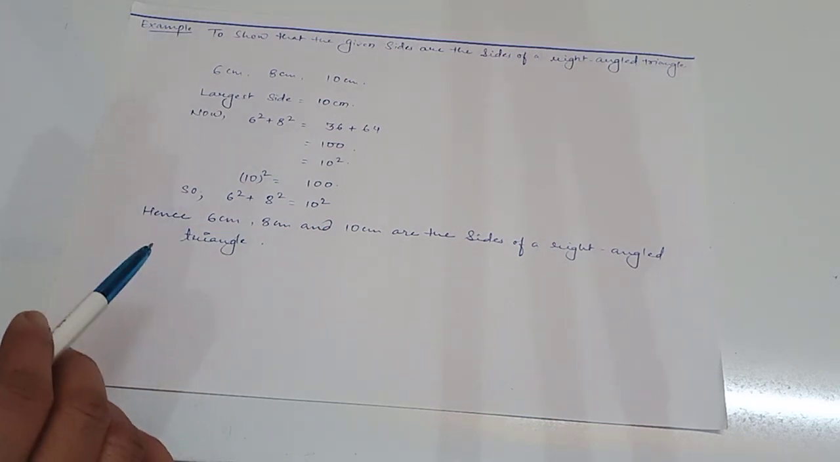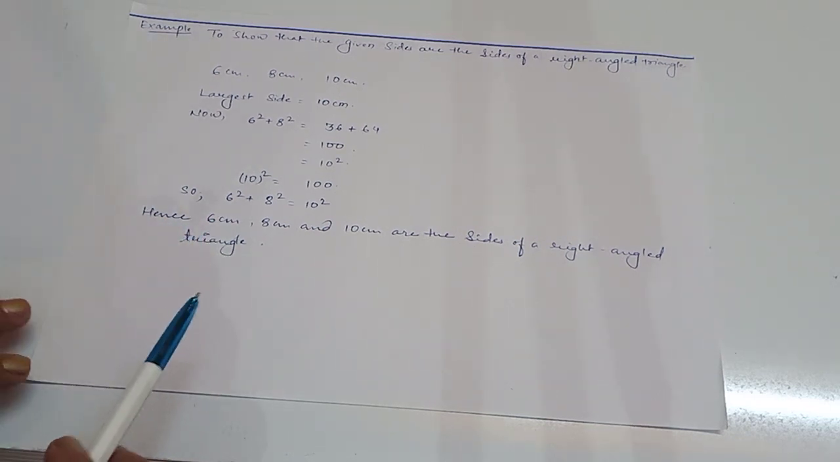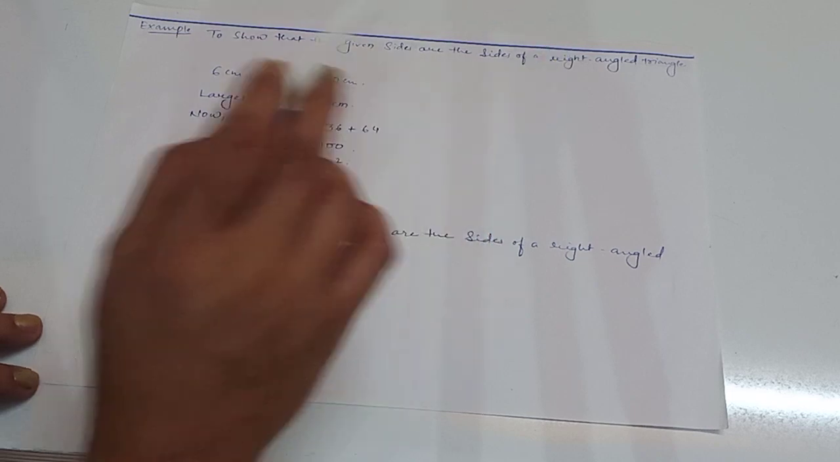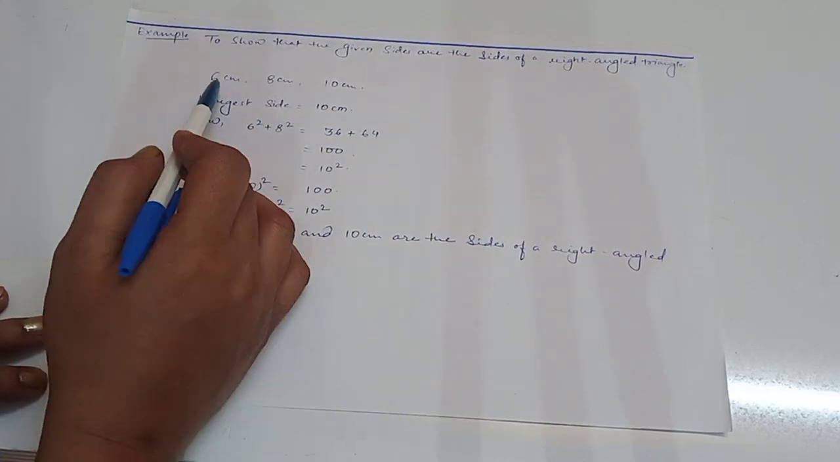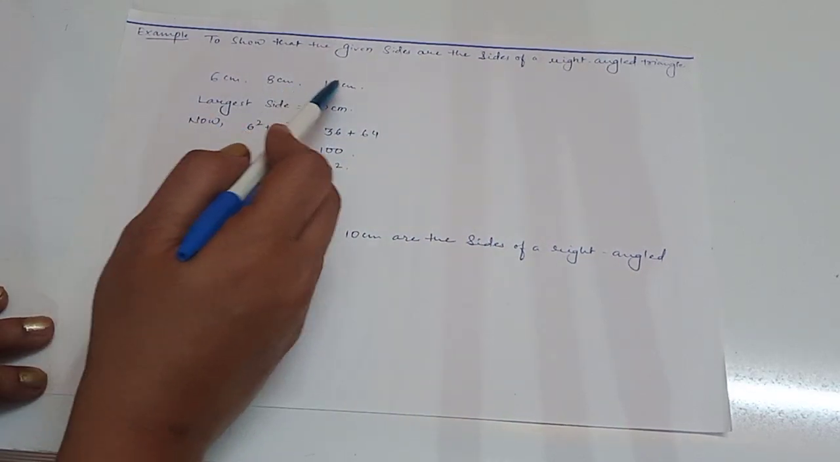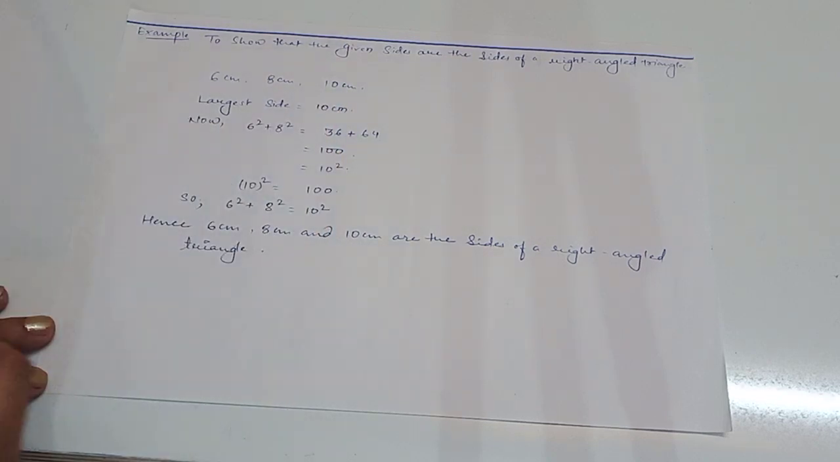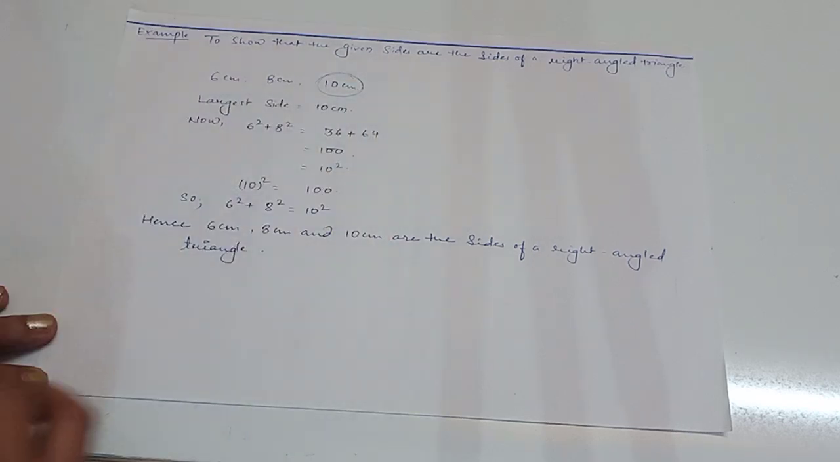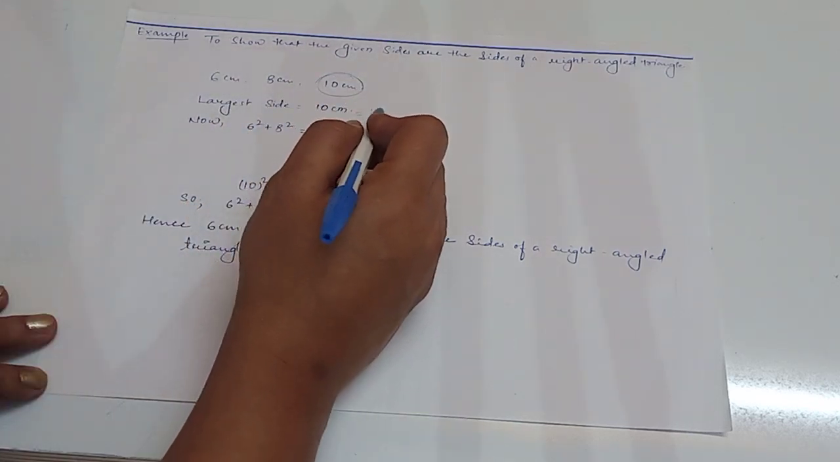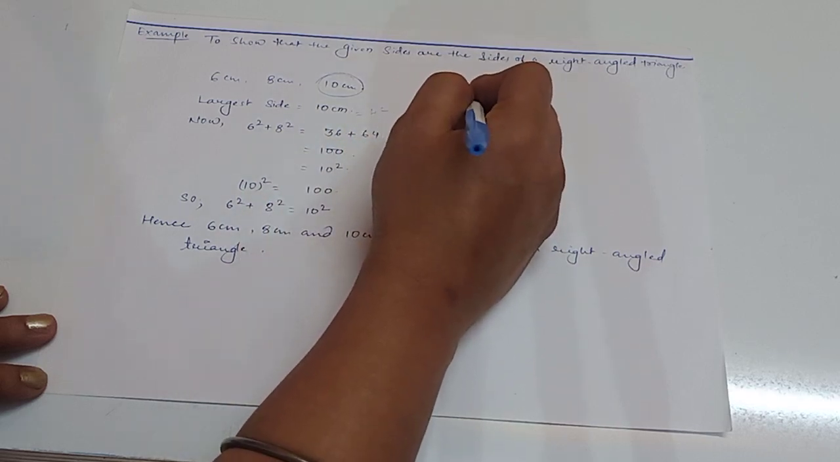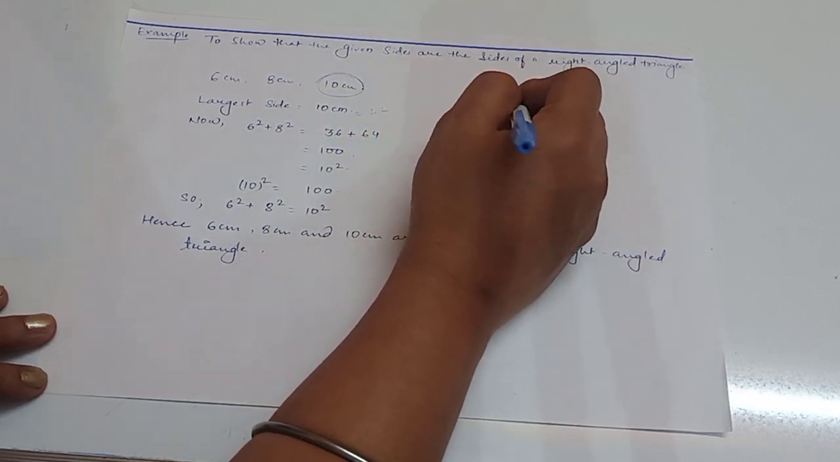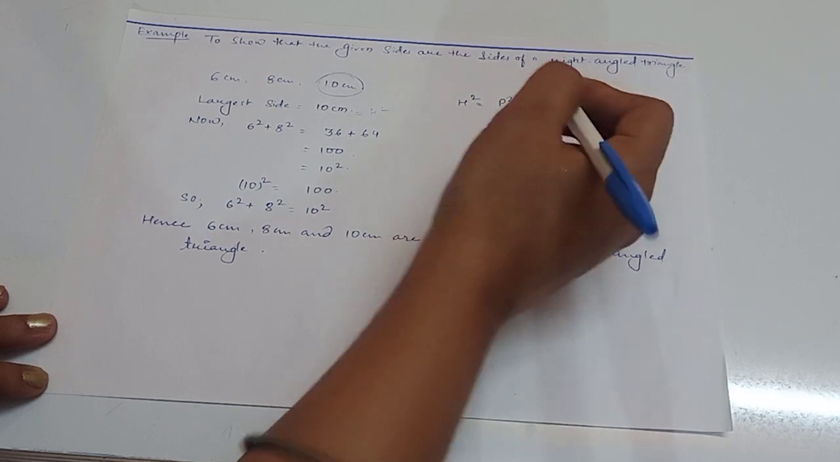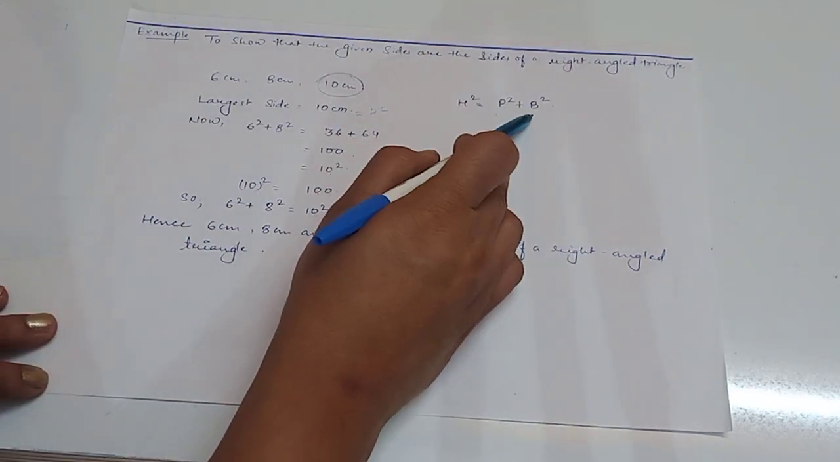Now the condition comes like you have to show whether the given sides are the sides of a right angle triangle or not. So suppose these sides are given like 6 centimeter, 8 centimeter and 10 centimeters. Here we need to see which is the largest side. So I can see 10 centimeters is the largest side. This will be my hypotenuse. And as we know that hypotenuse square should be equal to the sum of the squares of the two sides, that is P square plus B square.